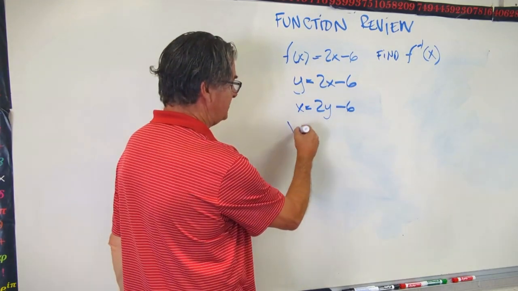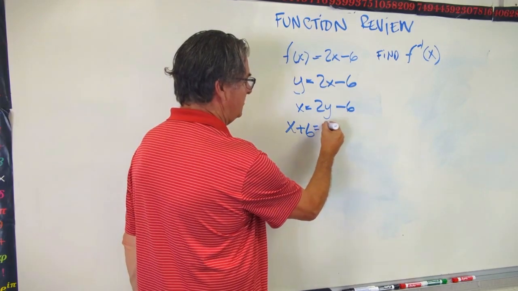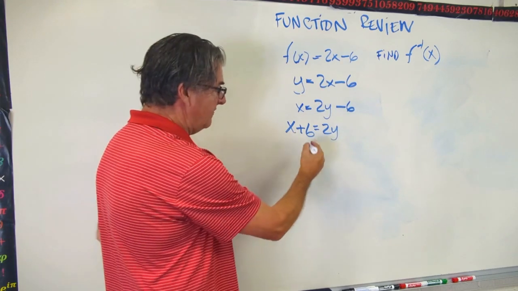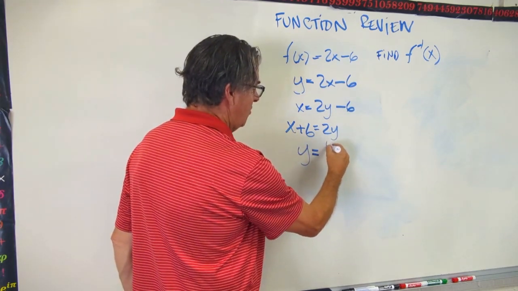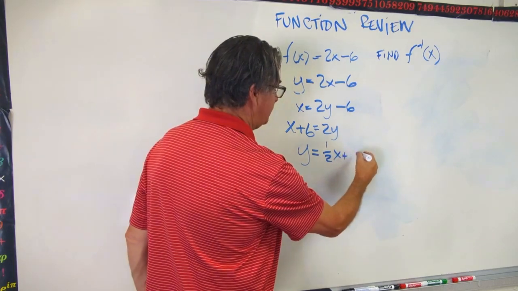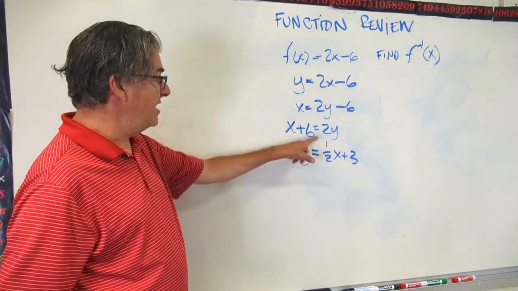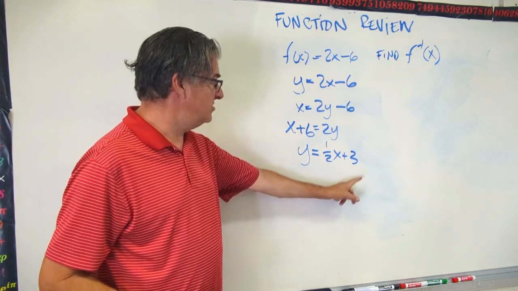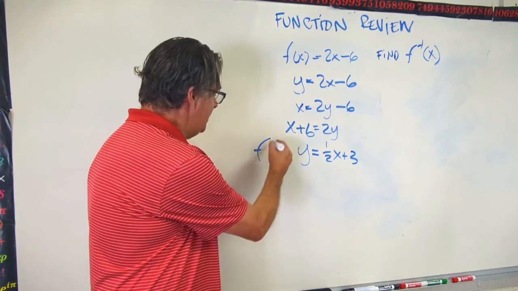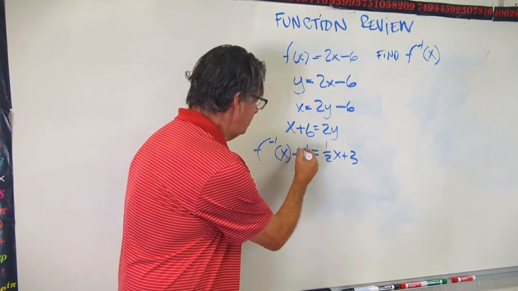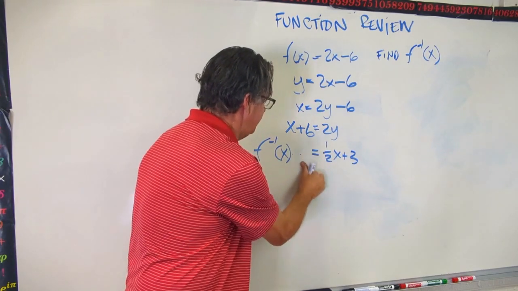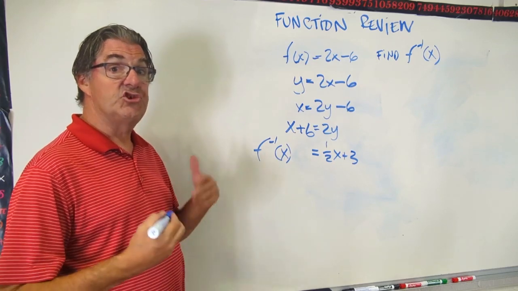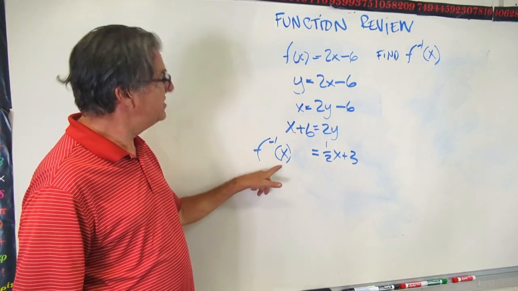I'm going to add 6 to both sides. I get x plus 6 equals 2y. Now to divide by 2 to get y alone, I'm going to move my y over to the left side and get y equals 1/2 x plus 3. So all I did is I divided by 2. I divided my x by 2, which is the same as multiplying by 1/2. And I divided my 6 by 2, which gives me 3. So f inverse of x equals that. I can just get rid of my y and write f inverse of x. Now, you might be asked to show that this is the inverse of that.